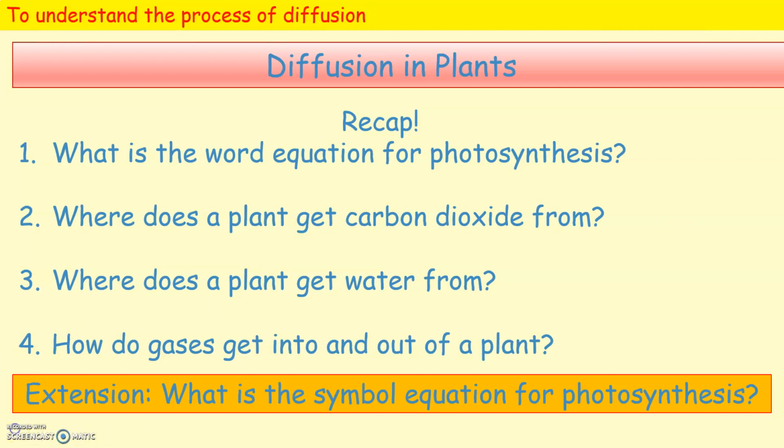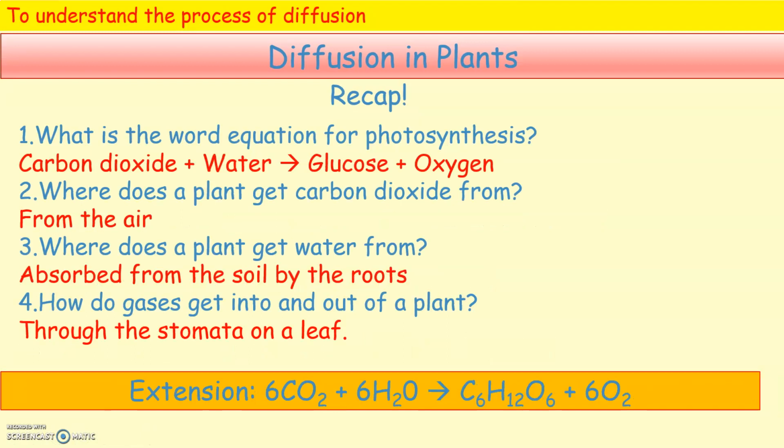Thank you. Okay, lovely. Can we go through your answers now? The first question, what is the word equation for photosynthesis? The word equation is carbon dioxide plus water to give us glucose plus oxygen. Second question, where does a plant get carbon dioxide from? So the plant gets carbon dioxide from the air. Where does a plant get water from? So plants absorb water from the soil by the roots.